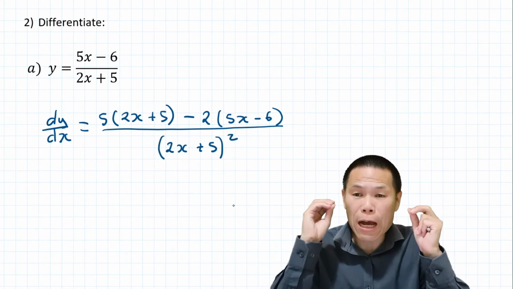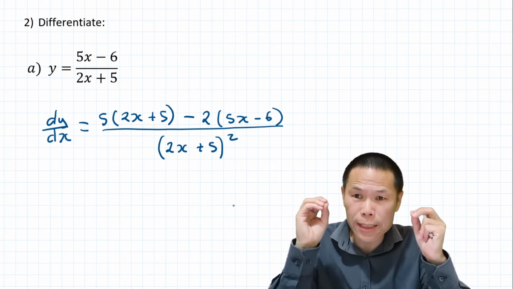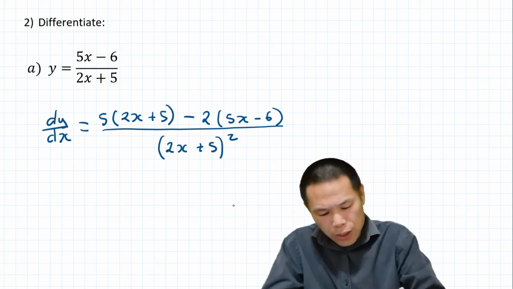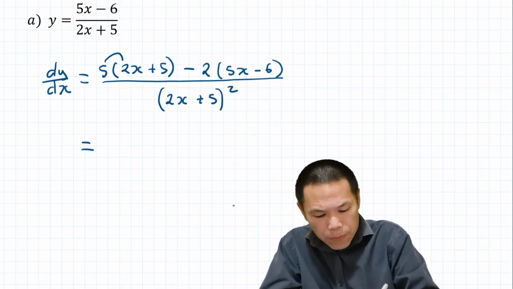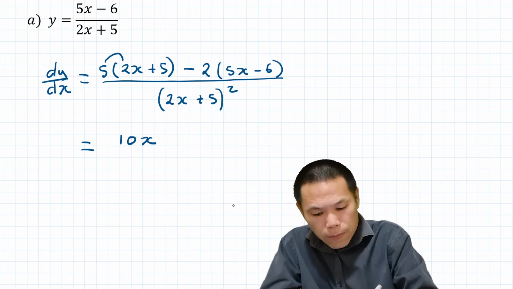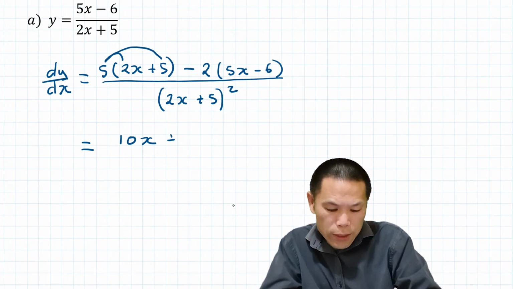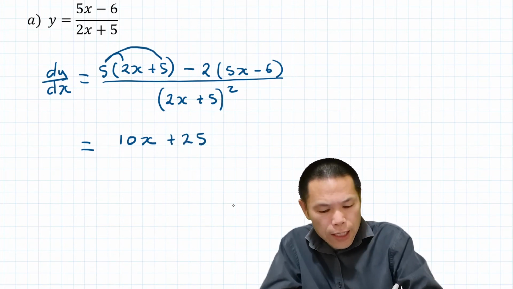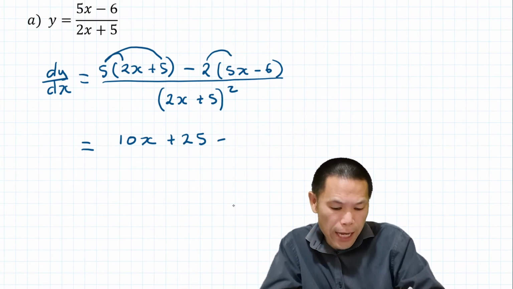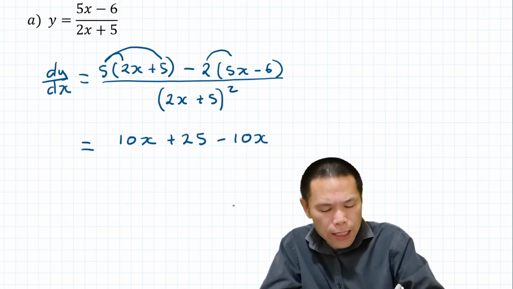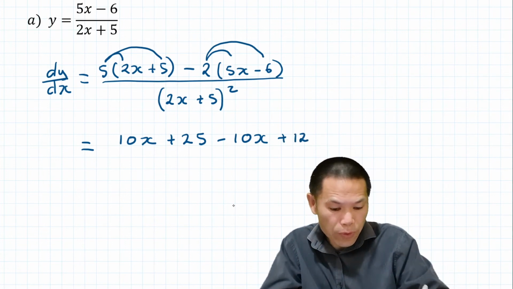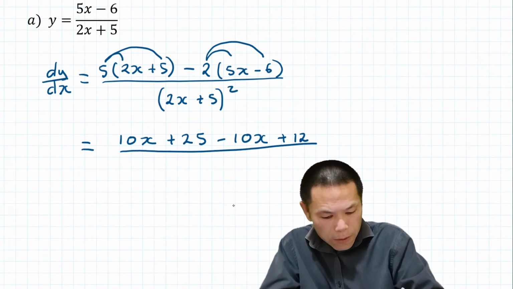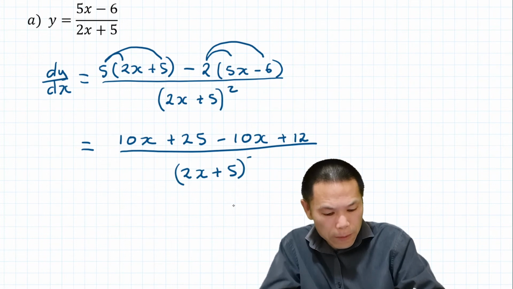There you go. So now what I do, I need to expand the brackets and simplify, okay? So that is equal to, this times together gives me 10x. This times together gives me 25. And then negative 2 times 5 is minus 10x. And then negative 2 times negative 6, so plus 12. And that's over (2x plus 5) all squared.